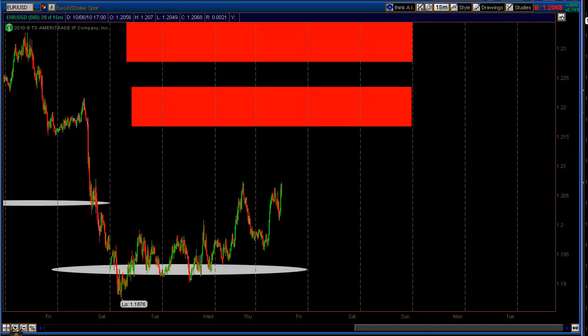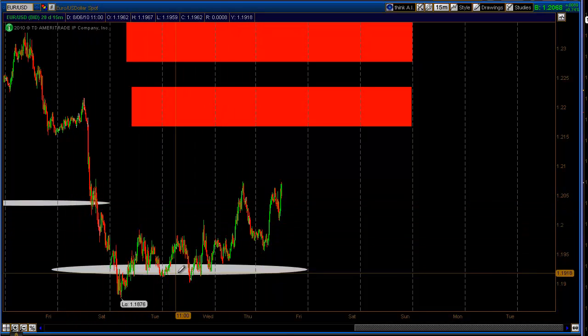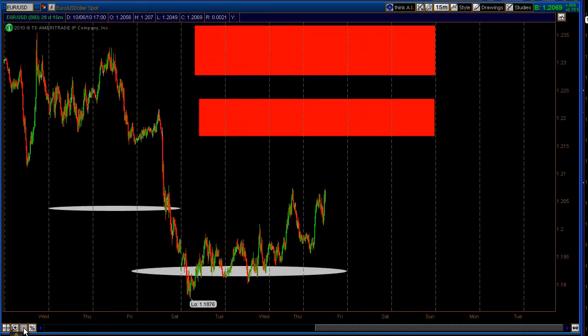The big one in currency, we've got the euro versus the US dollar spot exchange. Now, what we have here is the 15-minute chart. You can see here these gray ovals were our targets from last week's video.